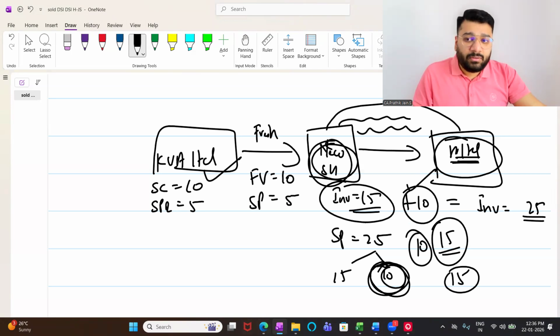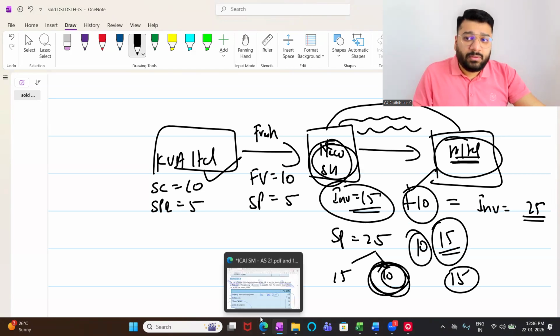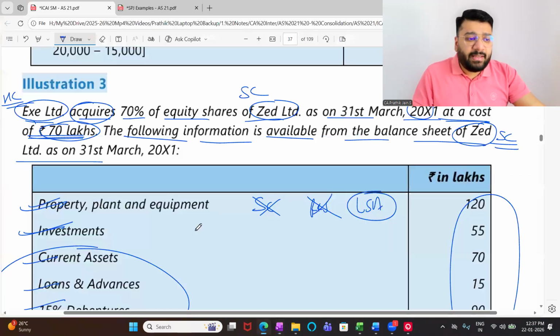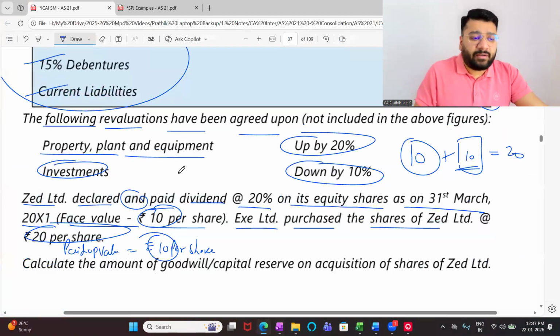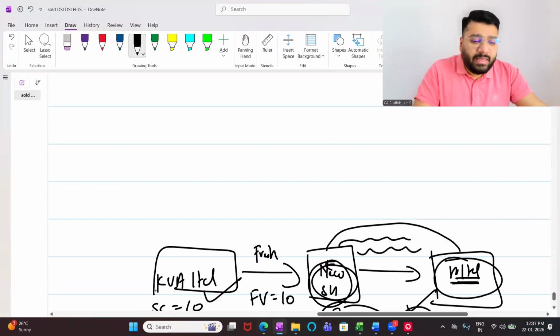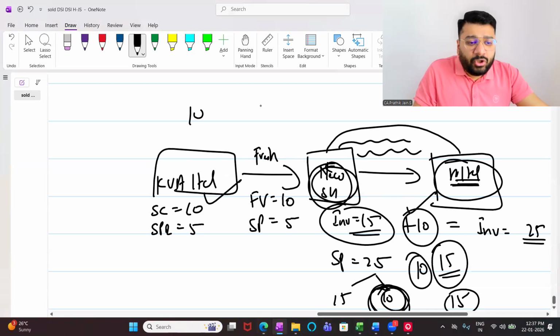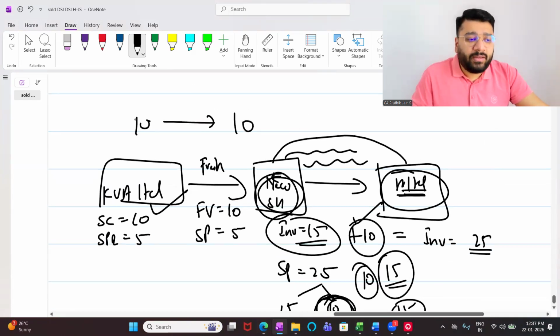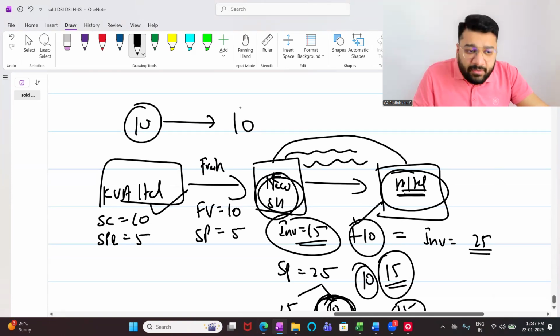So extra paying, correct, because it will keep on growing in the future. Basically, here 10 rupees is the face value of the share. KVA gave this 10 rupee worth of share to the shareholder. Got it, not got it? Fresh issue, face value 10. Same face value I'm collecting.